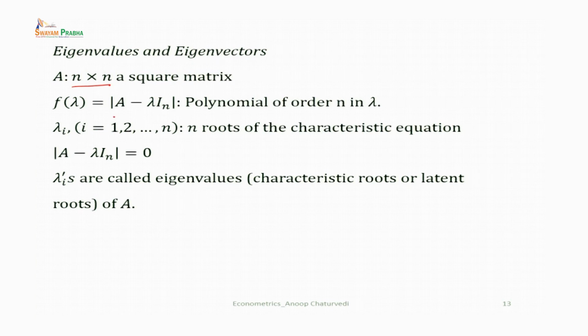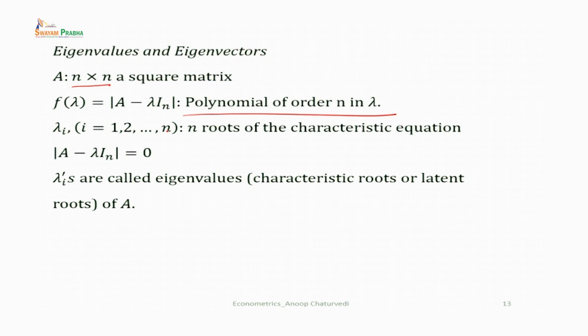Now this is actually a polynomial of order n in lambda. If you take the determinant of A minus lambda I n, then this is a polynomial of order n in lambda. If you take the characteristic equation, this equation is called the characteristic equation: determinant of A minus lambda I n is equal to 0. Then since this is a polynomial of order n in lambda, you get n roots of this characteristic equation.